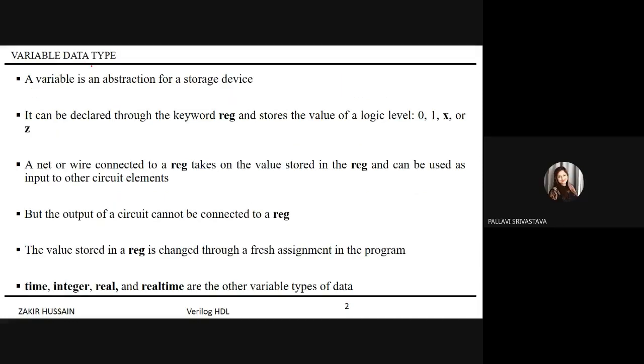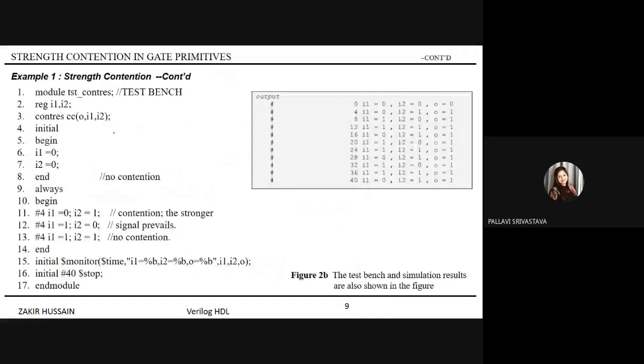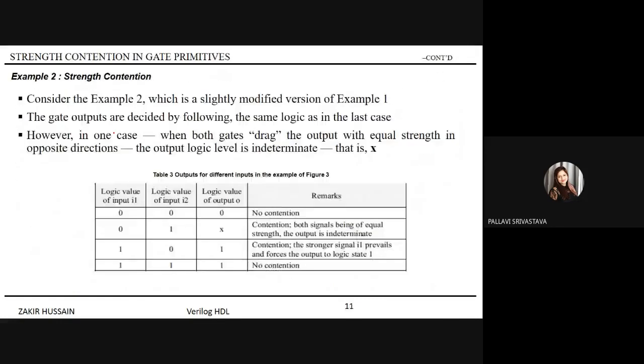Excuse me, sir, I have a doubt. Yes. Like the previous example, we used an AND gate before, right? Even an AND gate has two inputs. So Y was driven by two inputs, A and B. So is tri different from that? I will show with an example, you will understand. Okay.